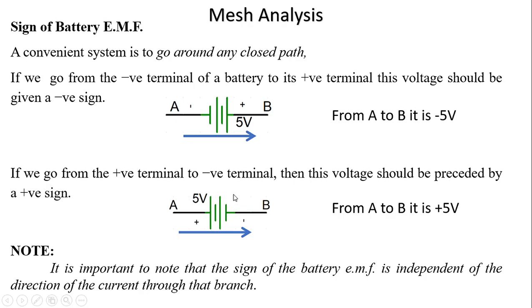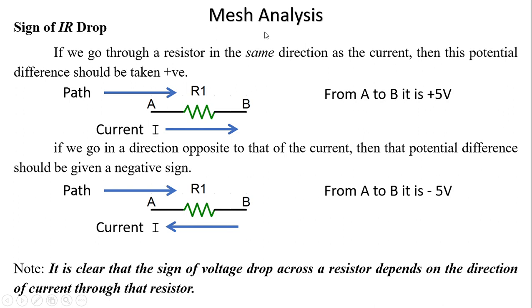Now in the same way, when the path is from A to B and the first terminal that you come across is plus, then we consider plus to minus as plus, minus to plus as minus. So here minus to plus, that is minus, and plus to minus, that is plus. Whereas if you consider resistor IR drops, the path direction and the current direction both are important. If both are same, then we consider plus. If both are opposite, we consider negative.